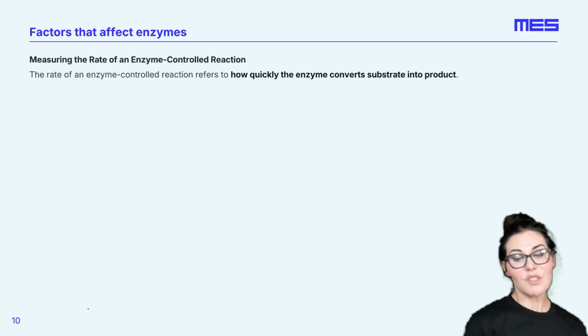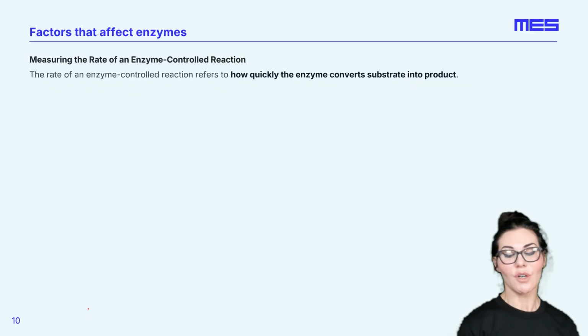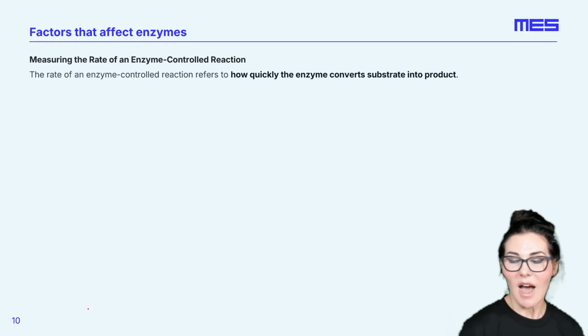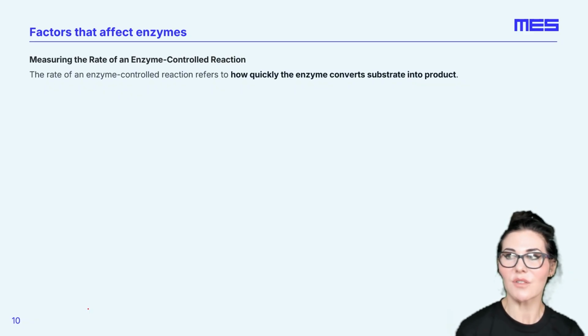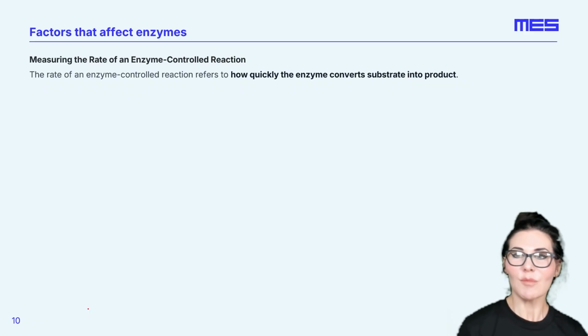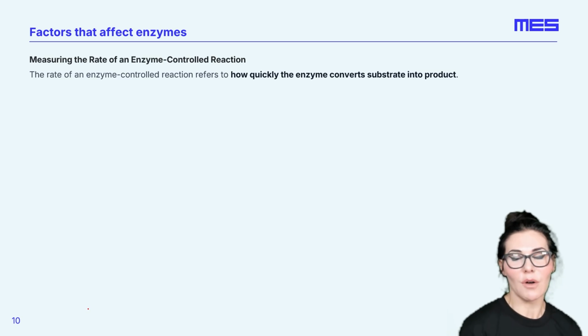Now, a lot of questions in the GCSE require you to know how to measure how fast an enzyme-controlled reaction is happening, the rate of it, i.e. how quickly the enzyme converts its substrate into the products. And there's a variety of ways you can do this. Enzyme-controlled reactions can be affected by a multitude of environmental factors or factors involved in the reaction.